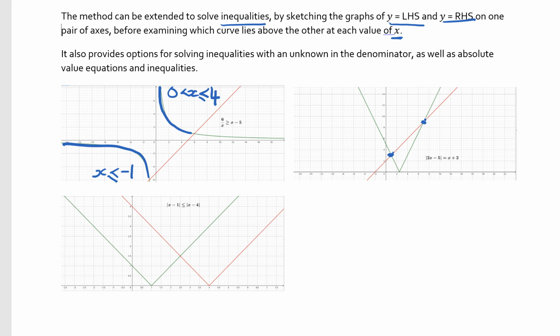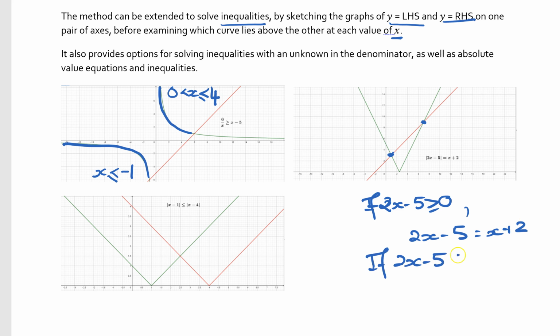At the very least, we know that we would be expecting 2 solutions, and we might have to go through and solve algebraically after that, and it would be quite involved. If 2x minus 5 is positive, so it's greater than or equal to 0, then what we get would be that 2x minus 5 equals x plus 2, and we try and solve that. And if 2x minus 5 is negative, then minus (2x minus 5) would equal x plus 2. And away we go with that.